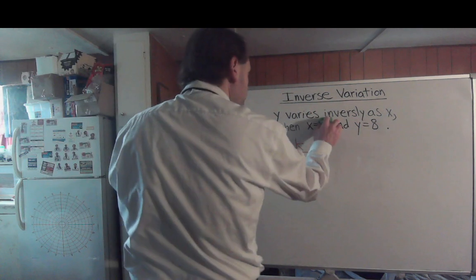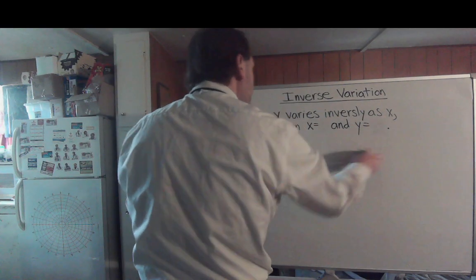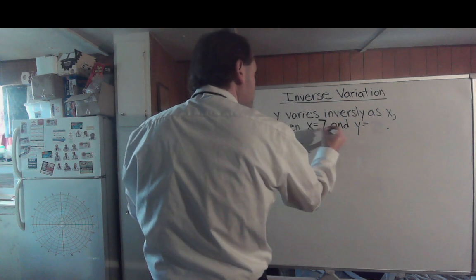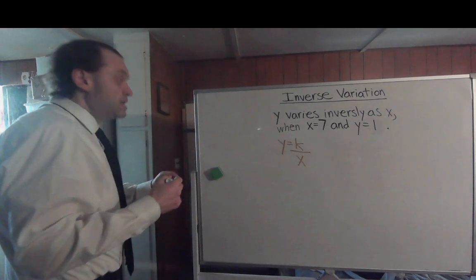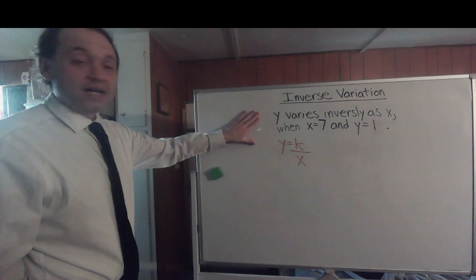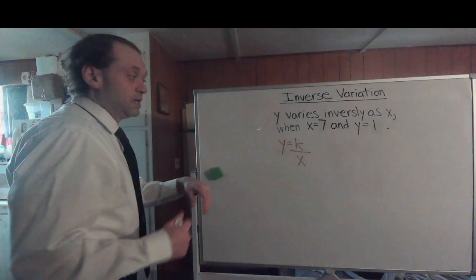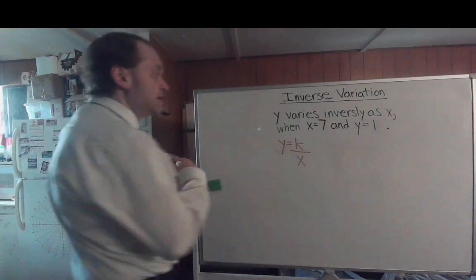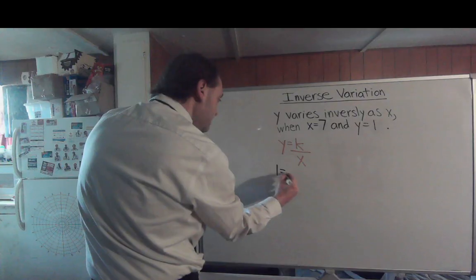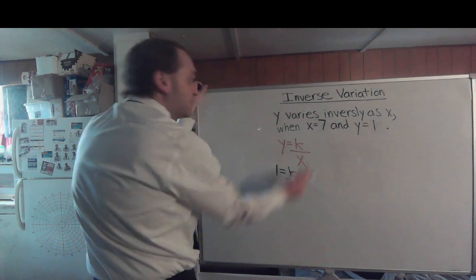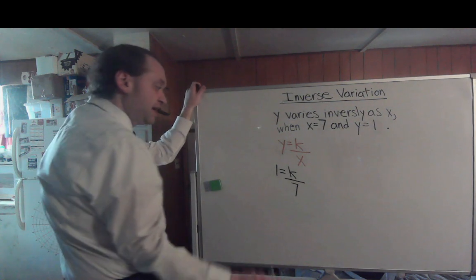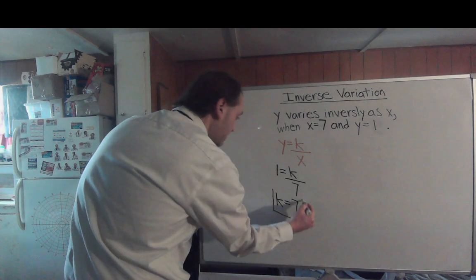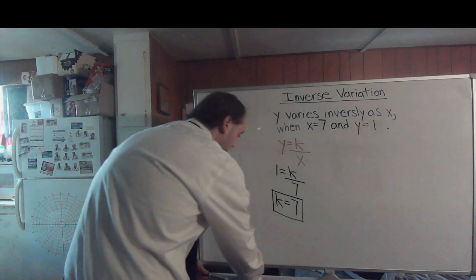Suppose we better change the values again here. Alright, so let's see. x equals 7 and y equals 1. So this time y varies inversely as x when x equals 7 and y equals 1. So we have the general form of inverse variation, y equals k over x. So y equals 1, so we'll have 1 equals k divided by that x value of 7, and to solve for k, multiply both sides by 7, you would get that k equals 7.